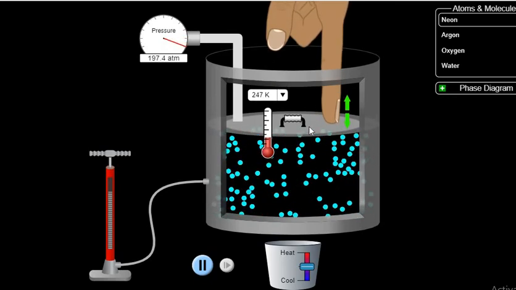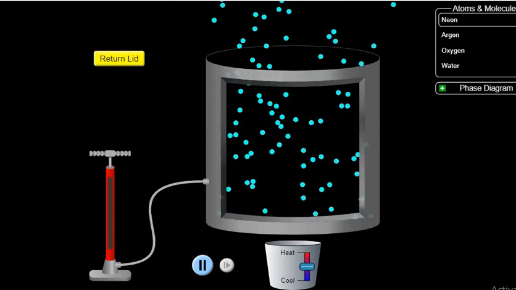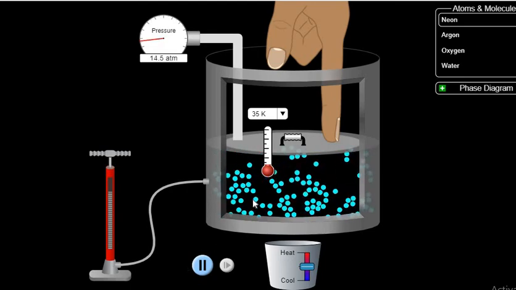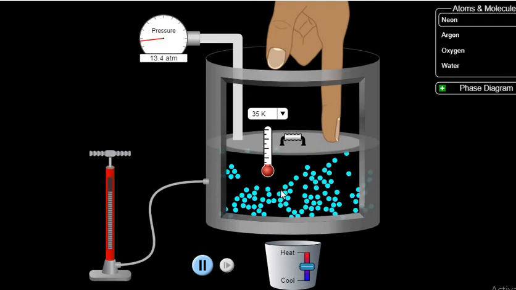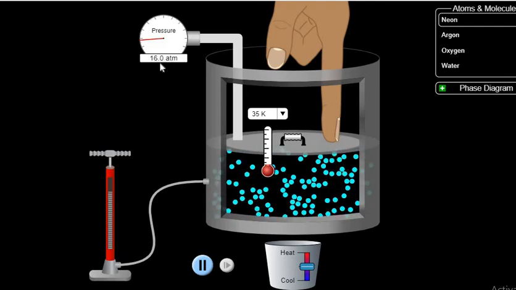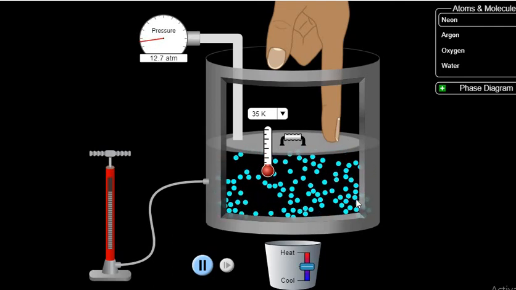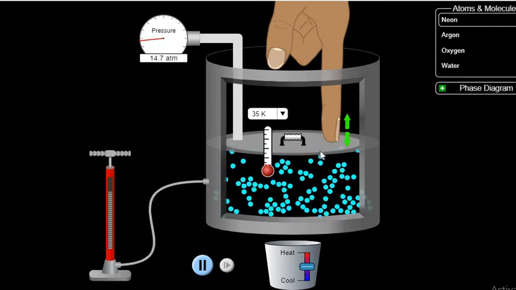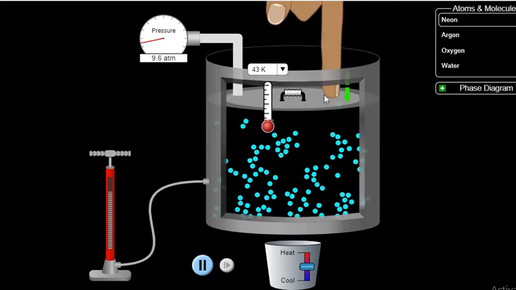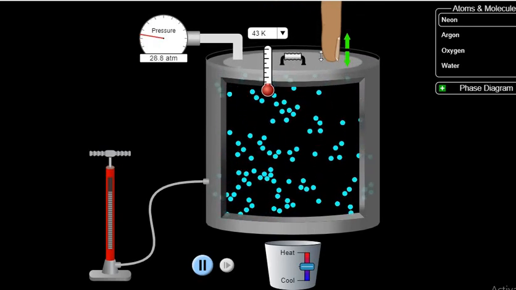So look at the space between particles and look at the pressure here. What happened to the pressure? It increased. Look at the collisions between particles and look at the space between particles. I increase the pressure and now look at the pressure. Does it increase or decrease?